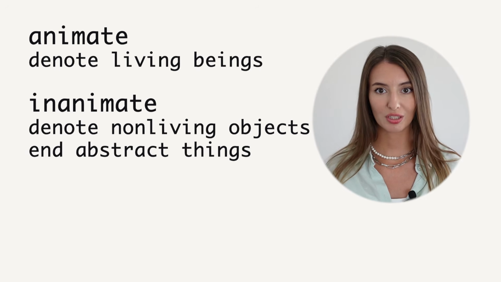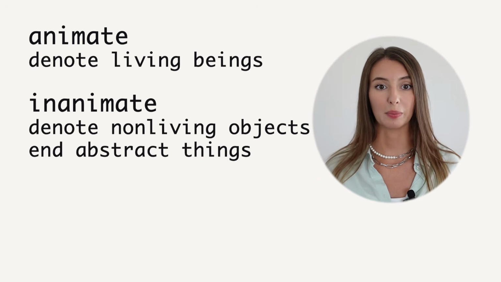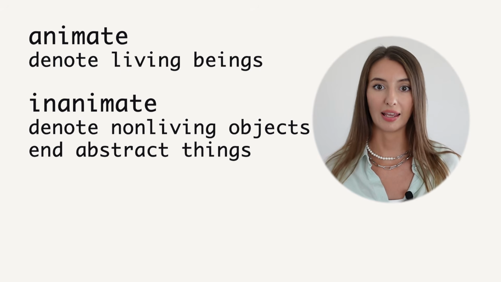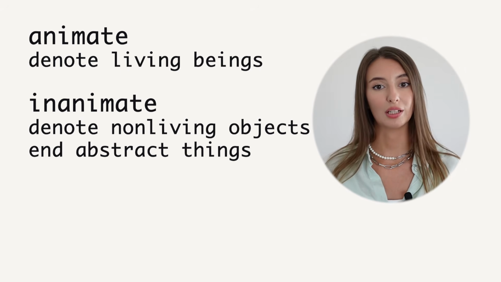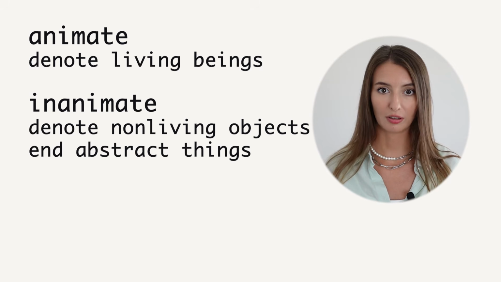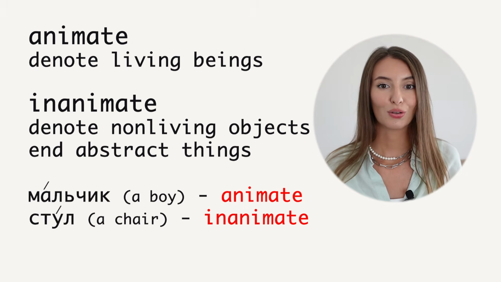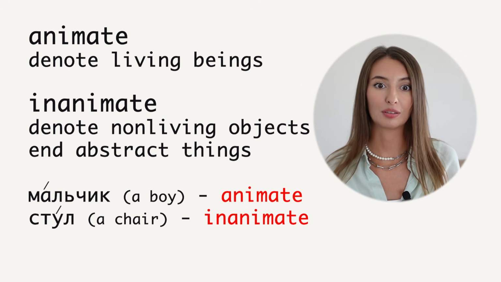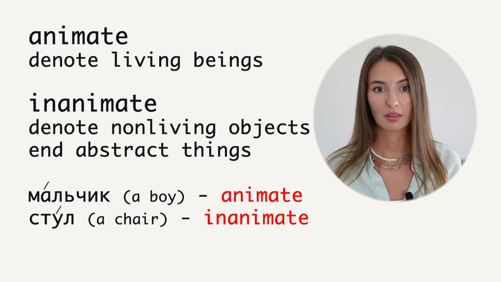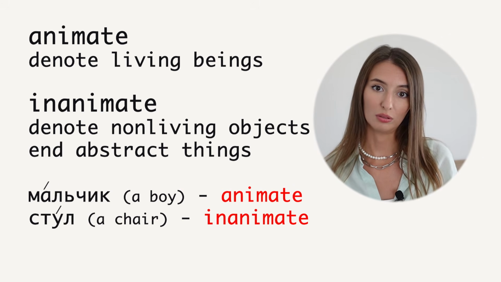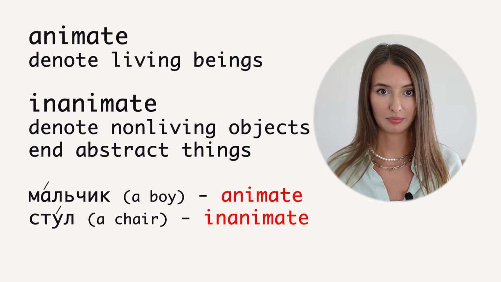In Russian, there is a distinction between animate and inanimate nouns. Nouns which denote living beings, such as people and animals, are animate, while inanimate nouns denote non-living objects and abstract things. For example, the word мальчик is animate, and the word стул is inanimate.